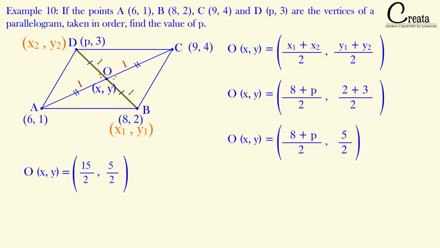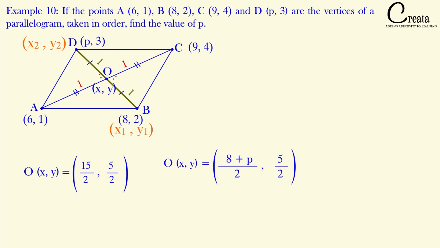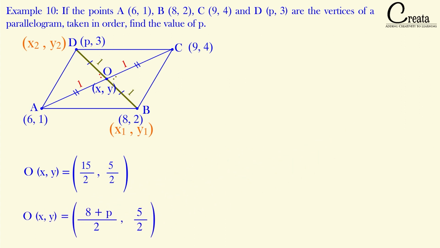Got it? Using both the scenarios, that is AC and BD, we are getting the y coordinate as 5 upon 2. It means our approach is correct. We got the y coordinate of point O as 5 upon 2. Here let's equate the x coordinate. We will get the point P. That will be 15 upon 2 is equal to 8 plus P upon 2. On solving, we got P as 7. That is the answer, the missing point. Got it? We have used the properties of the parallelogram to solve this question.